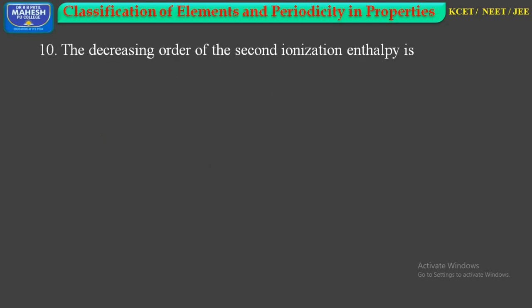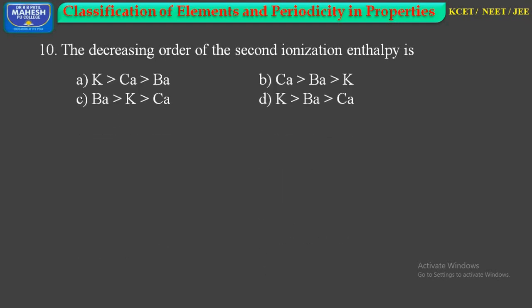Question number 10. The decreasing order of the second ionization enthalpy is, and the options are option A, potassium, calcium, barium, decreasing order. Option B, calcium, barium, potassium. Option C, barium, potassium and calcium. Option D, potassium, barium, calcium in decreasing order.